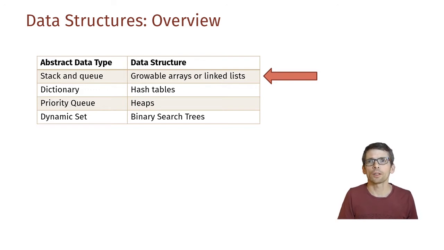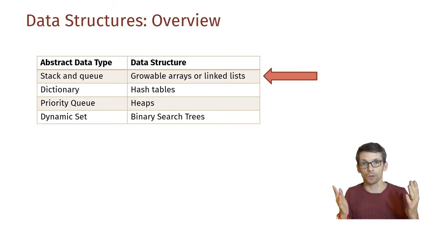What we're going to see today are stacks and queues, and as implementations of stacks and queues, first fixed size arrays, then growable arrays, and finally linked lists. And then in the later lectures of the course, we're going to see as an abstract data type dictionary and hash tables to implement dictionaries, priority queues and heaps implementing priority queues, and dynamic sets and binary search trees to implement those dynamic sets.